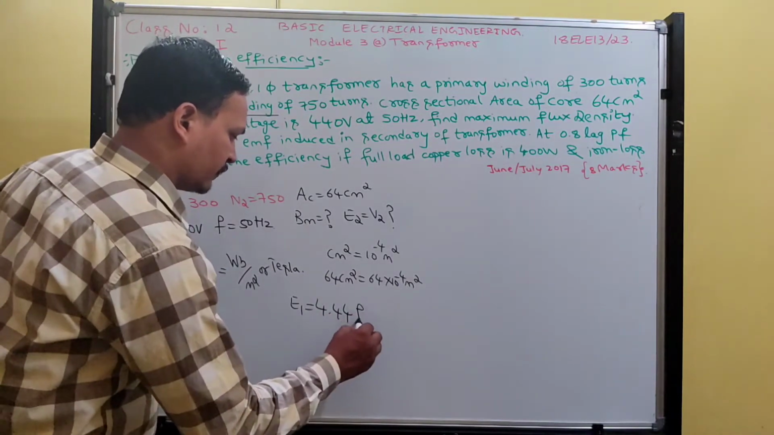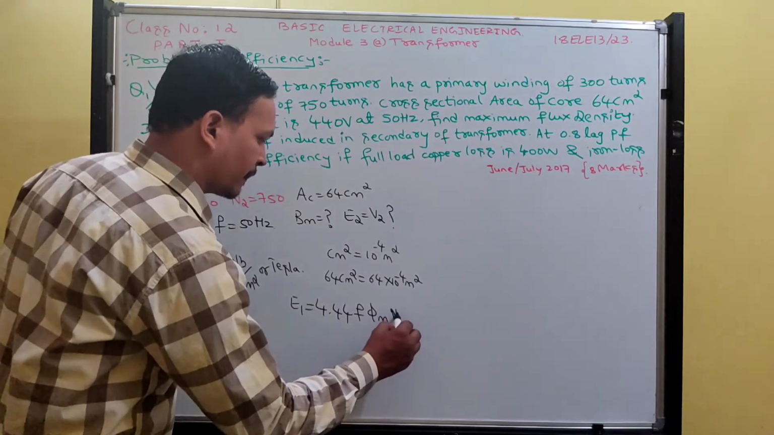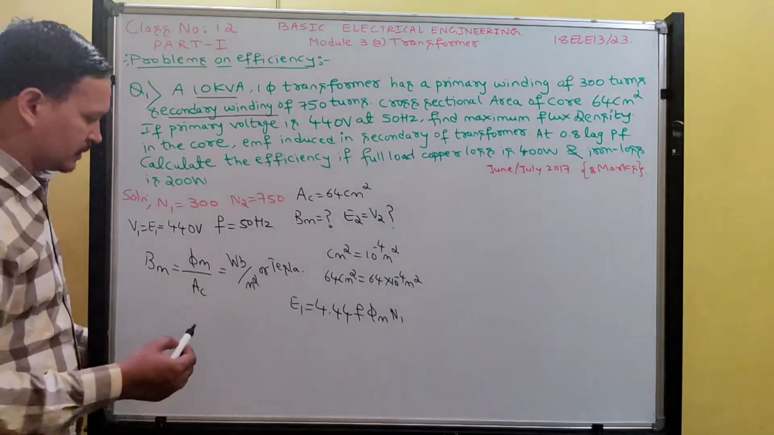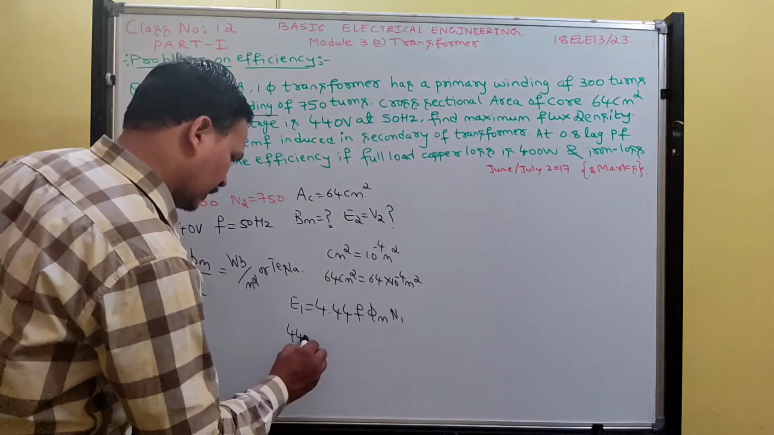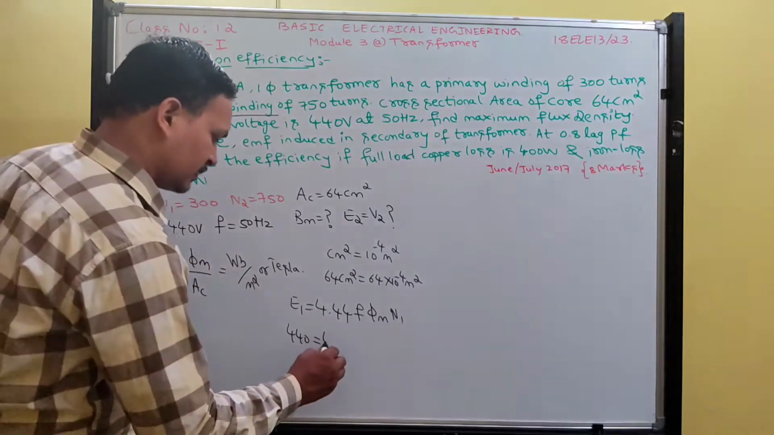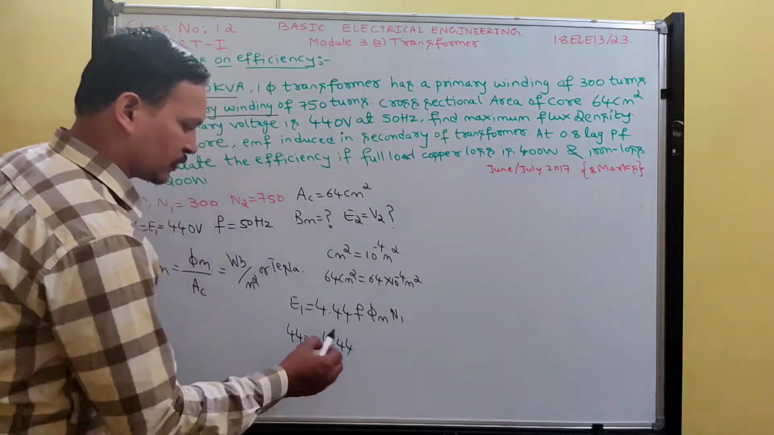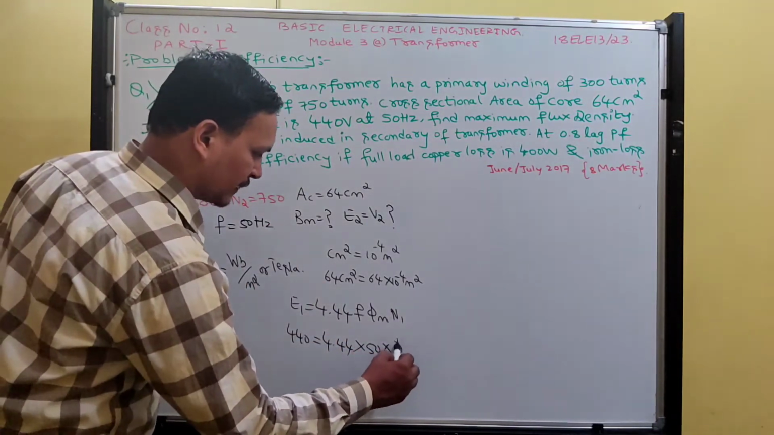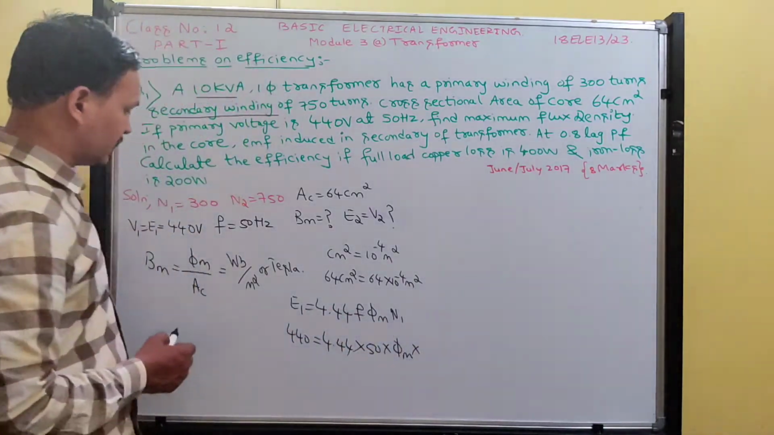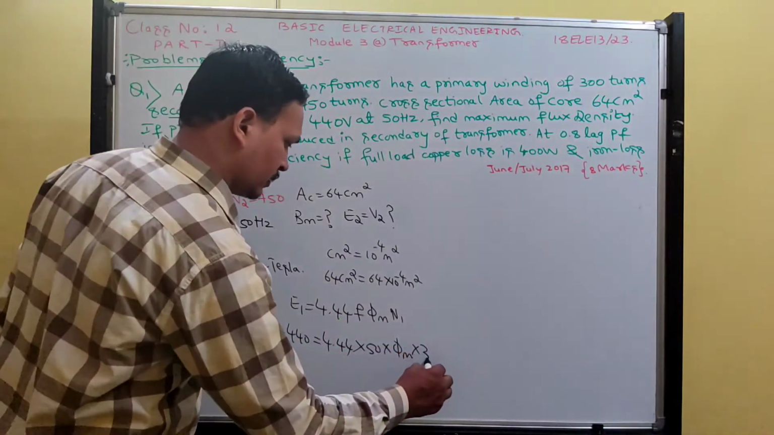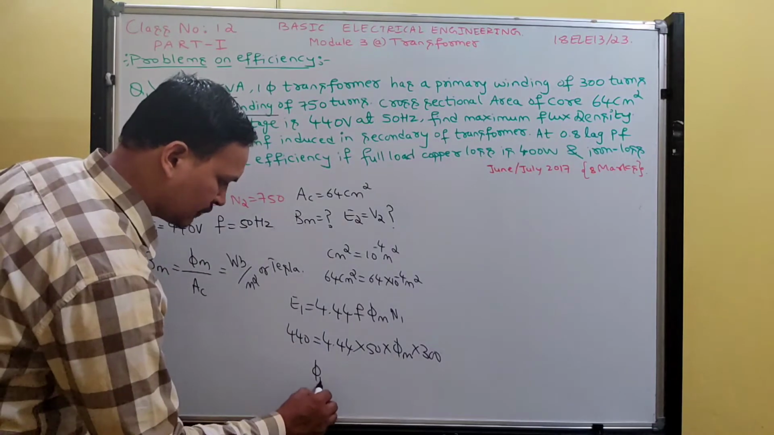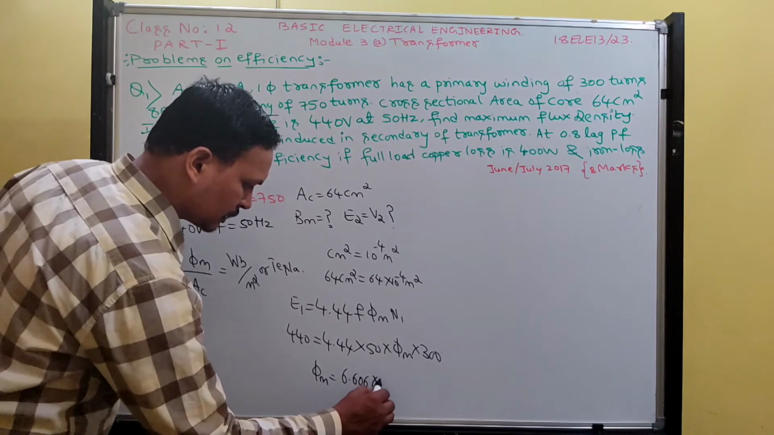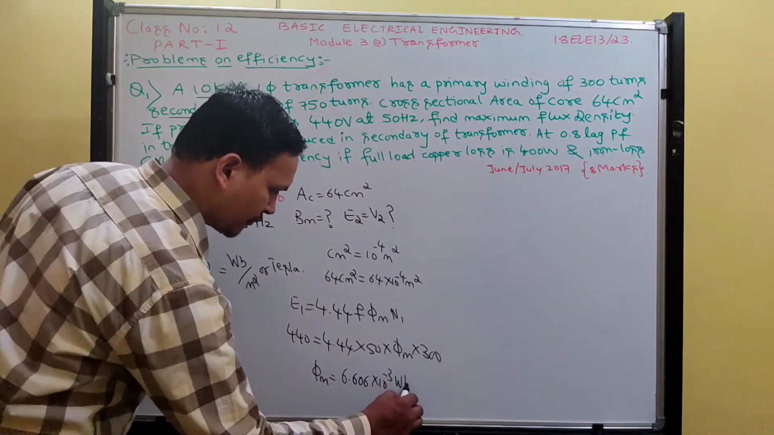E1 is equal to 4.44 f phi m N1. What is E1? E1 and V1 are both the same. V1 is 440, so E1 is 440, equal to 4.44 into frequency 50 into phi m into the number of primary turns, 300. By solving this, we get a flux value of 6.606 into 10 power minus 3 Weber.